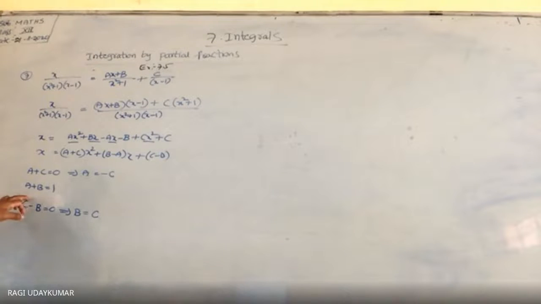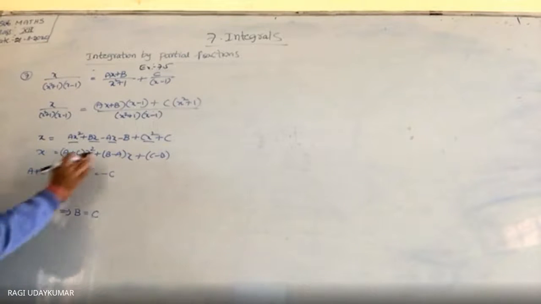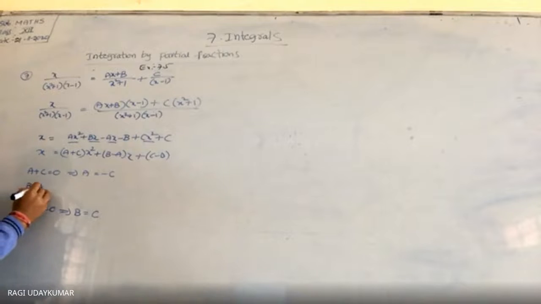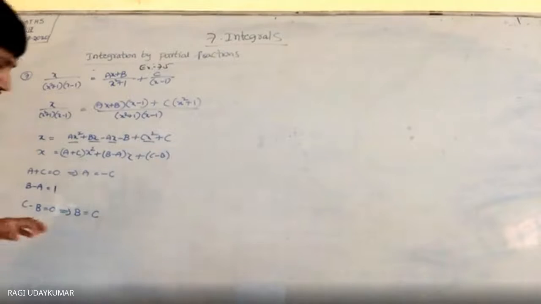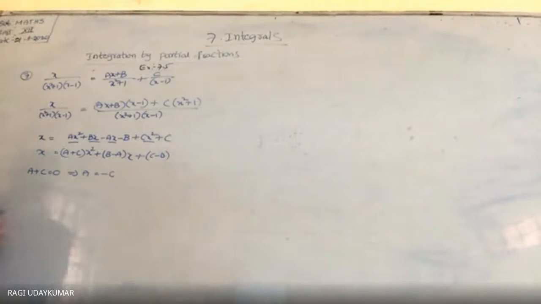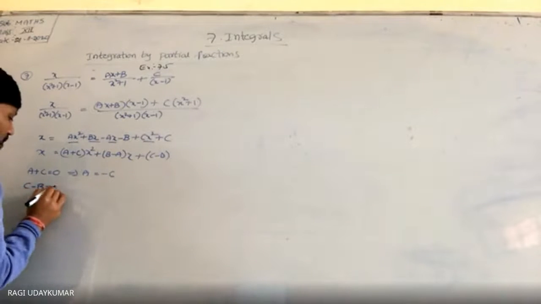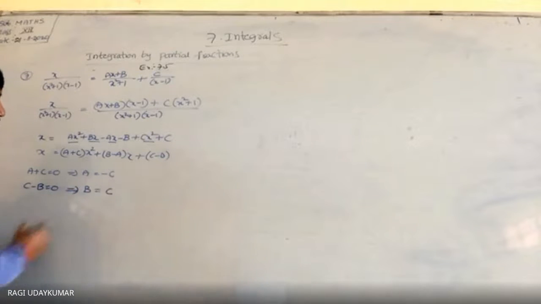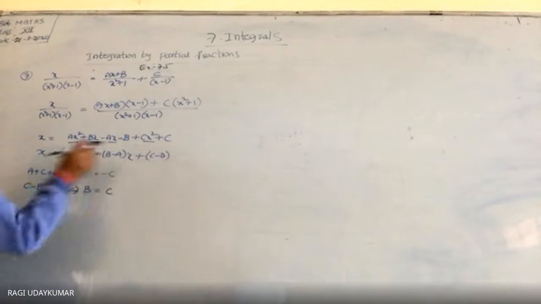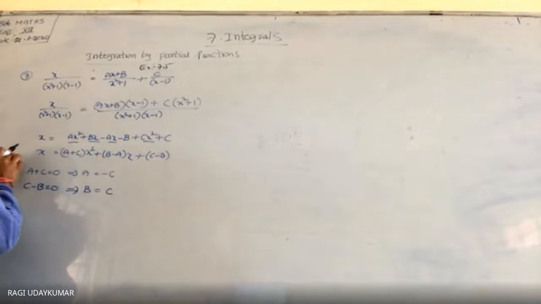So A plus B gone. So B minus A is equal to 1 expression. Now you take this one into the first expression. C minus B is equal to 0, which implies B is equal to C. ये कांस्टेंट है, कांस्टेंट x स्क्वायर इधर नहीं है.